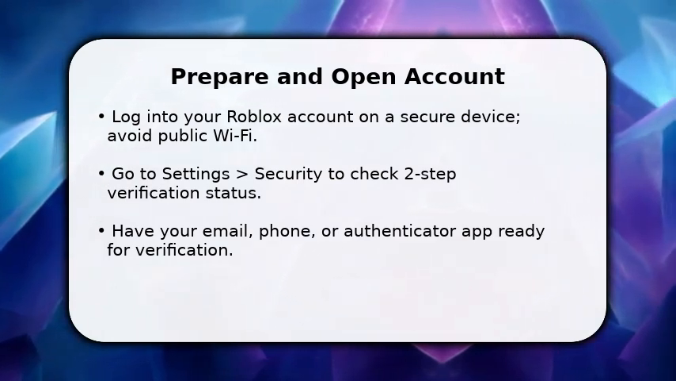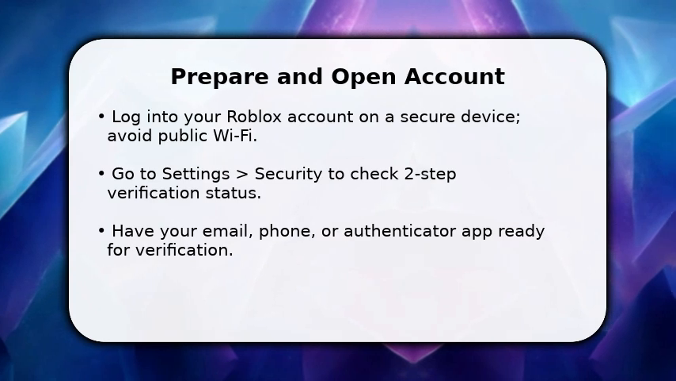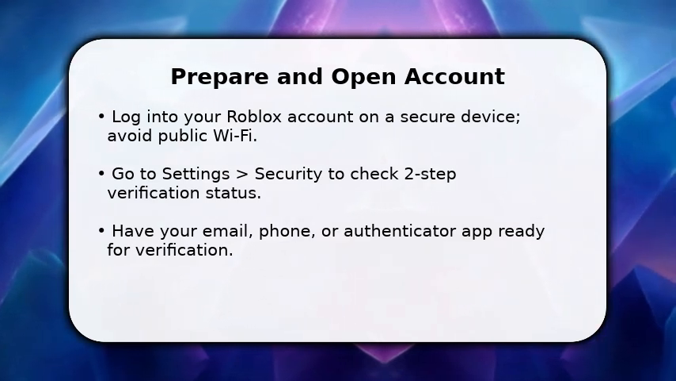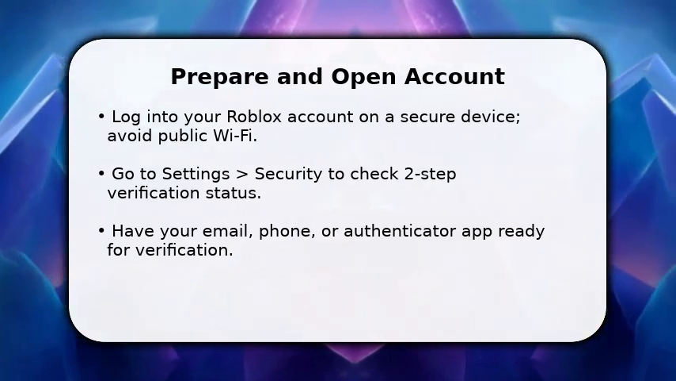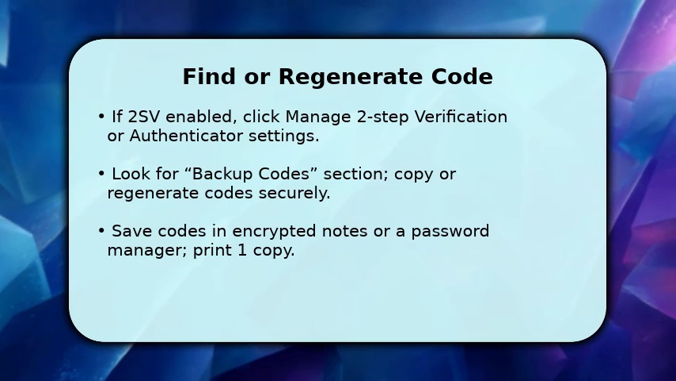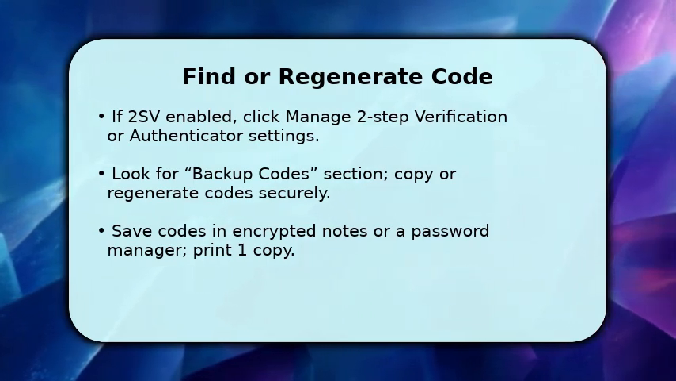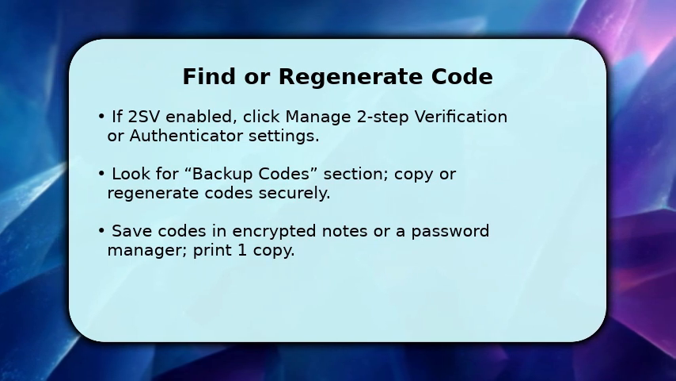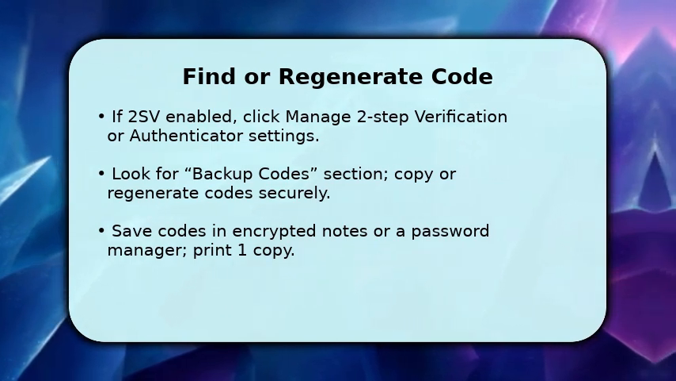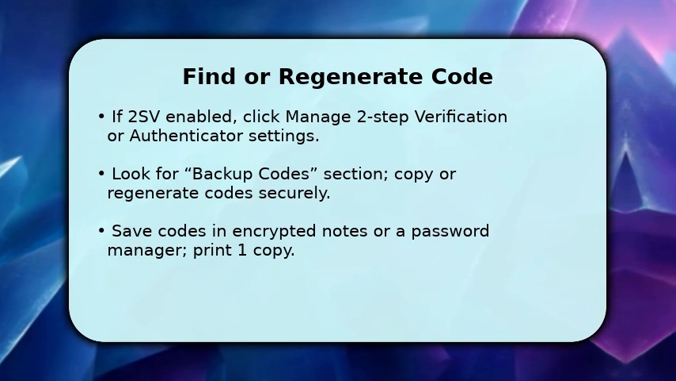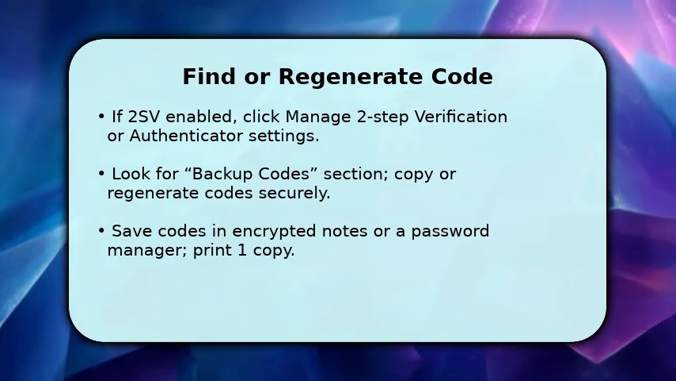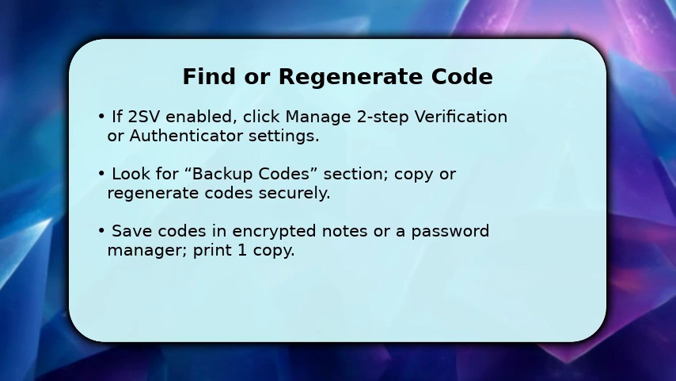You need access to the registered email or Authenticator app to retrieve or regenerate any code, so pause and verify those now. Once you're in the two-step verification area, look for the backup codes section. Roblox shows existing codes or lets you generate new ones. If codes exist, copy them immediately and store them in an encrypted place such as a password manager.